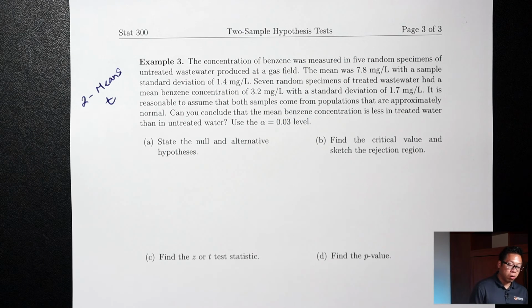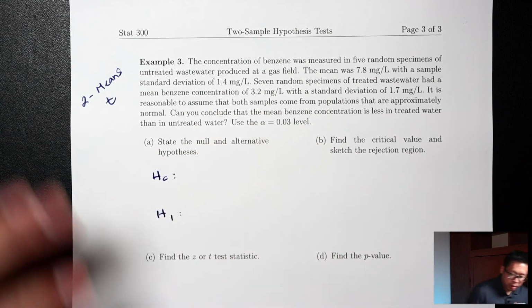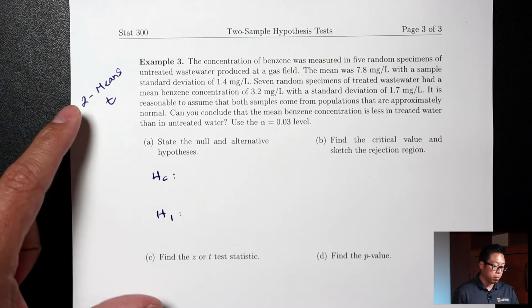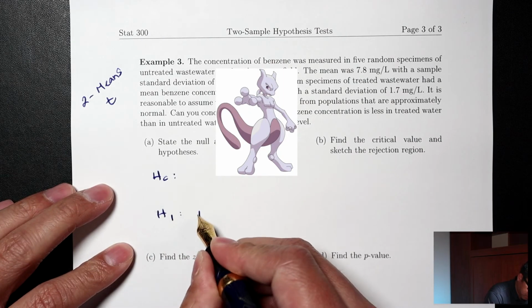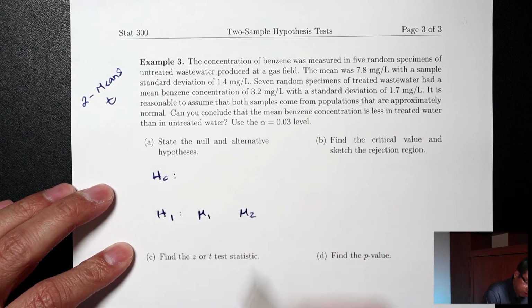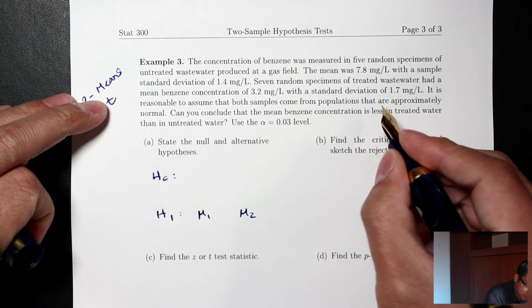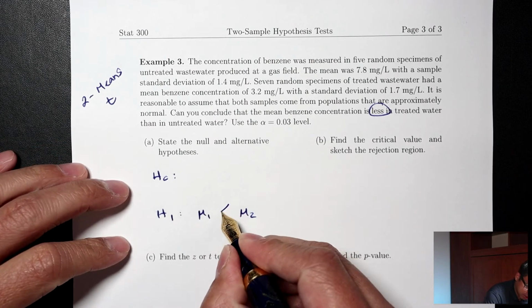Part A, state the null and alternative hypotheses. This is my H0, H1. Because I'm talking about means, I should be using the mean symbol, which is mu. And because I'm talking about 2 means, I should have a mu1 and a mu2. The question is, what symbol goes in the middle? So we go back to the question here. Can you conclude that the mean benzene concentration is less in treated water than in untreated water? So I will have a less than here.